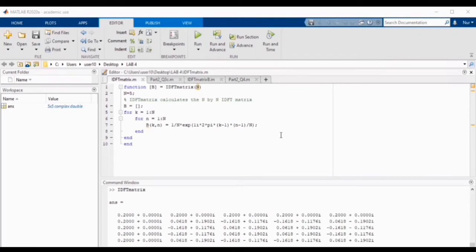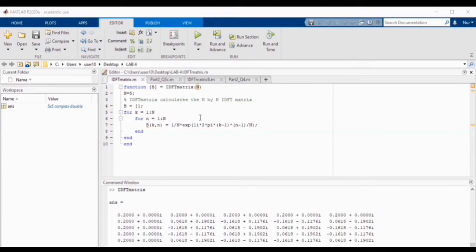For question 3b, we need to write a MATLAB function of B equal to IDFT matrix N that returns the n by n inverse of the DFT matrix. As we can see, we have to derive the function of B equals IDFT matrix N, and then derive the value of N, which is equal to 5.